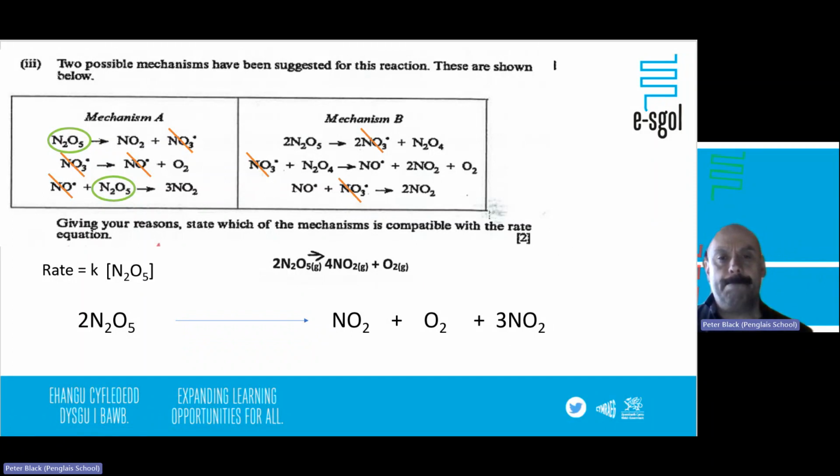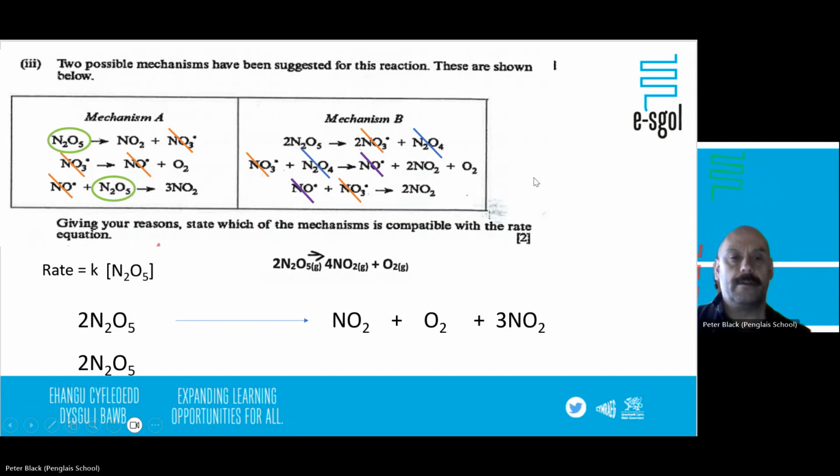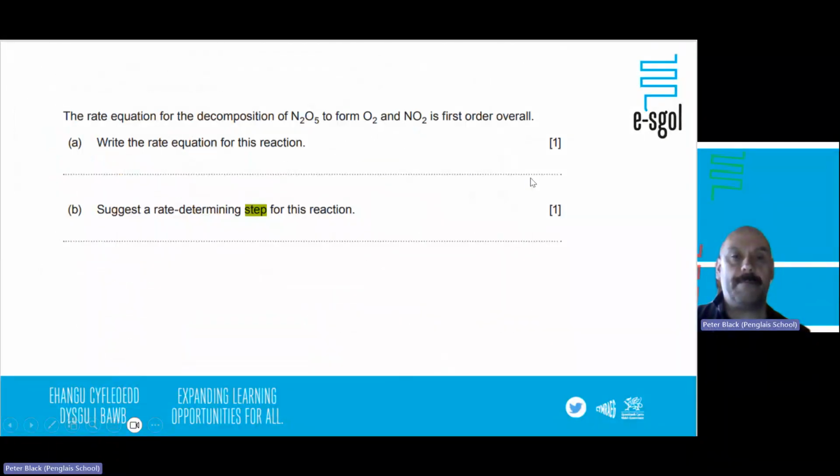Any more intermediates? Well, yeah, I think so. We've got this N2O4, generated in step 1, consumed in step 2. Any more free radicals? Yeah, I think there's another one. We've got this NO free radical as well, generated in step 2, consumed in step 3. What does that leave us with? That leaves us with 2N2O5, nothing else as a reactant. They've all been wiped out as intermediates. And then we form the 4NO2, 2 there and 2 there, and O2. So yeah, it works.